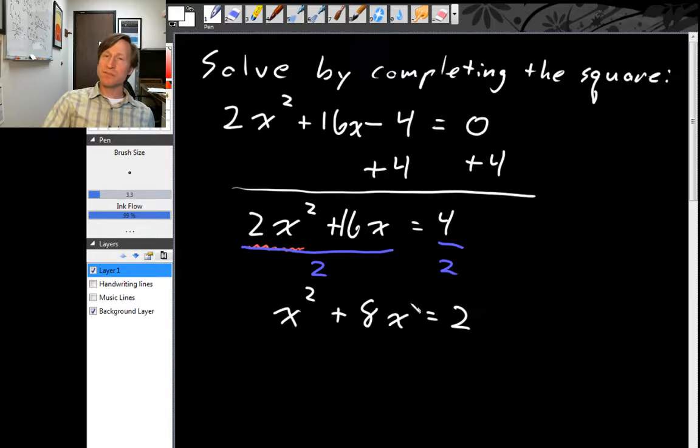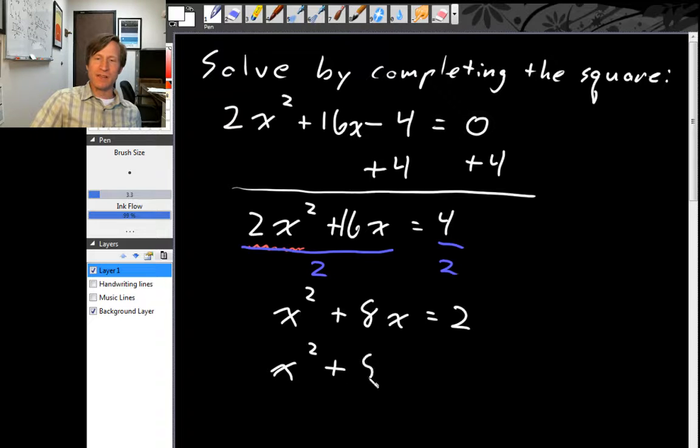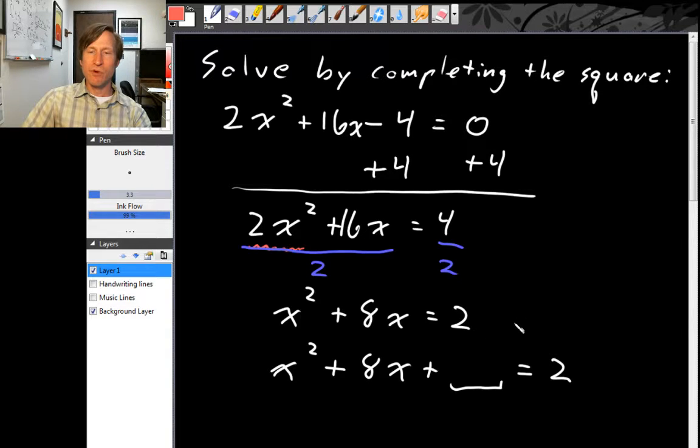Okay. Now the next part in completing the square is we need to figure out what the missing part of the perfect square is. So we know if we do things just right, this left-hand side will be a perfect square. It's just there's a piece missing here, and we need to figure out what this missing piece is. Fortunately, there's a recipe that always tells you what the missing piece is, as long as you have a leading coefficient of 1 in front of your x squared here.